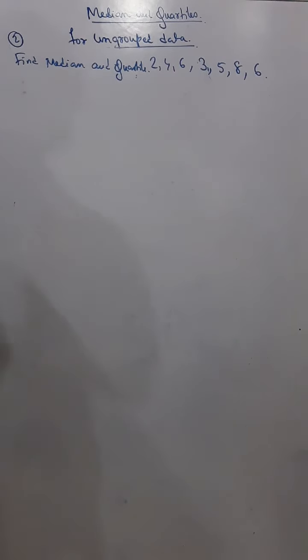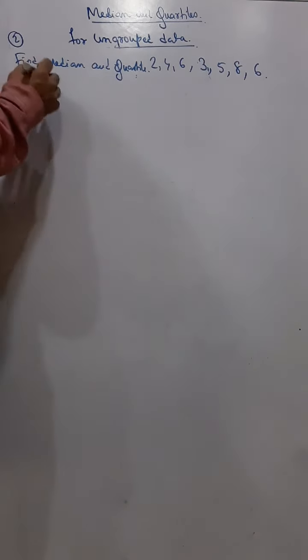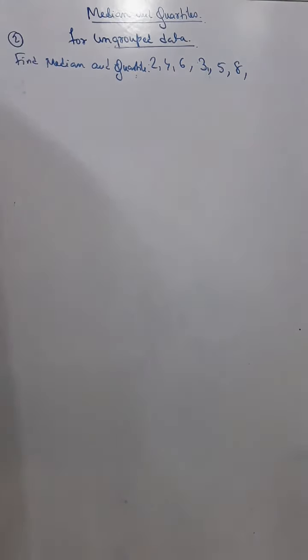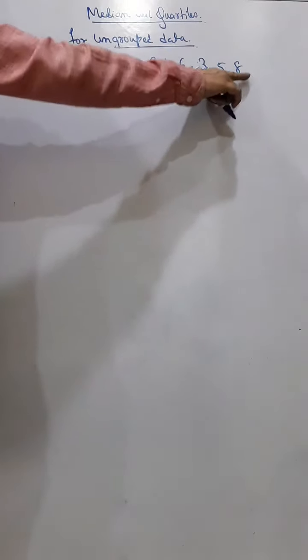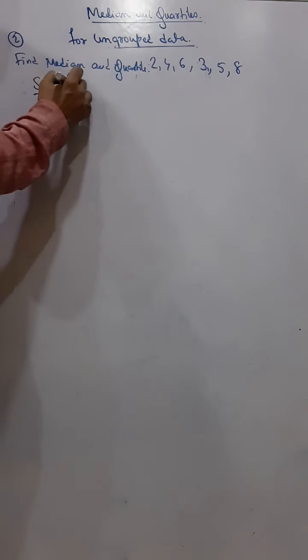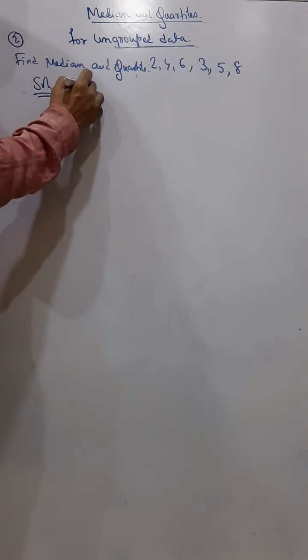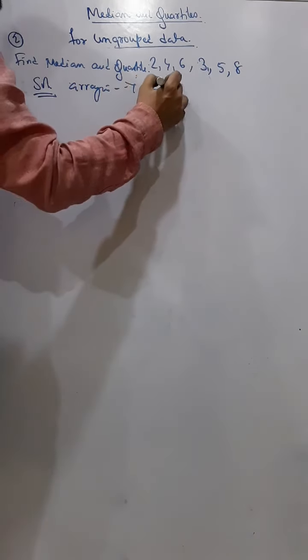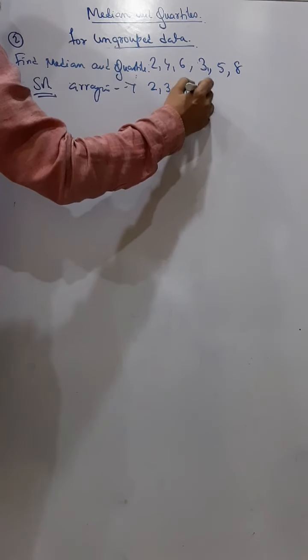Okay, now another sum, find median and quartiles. Now in this, 1, 2, 3, 4, 5, 6, in fact here you have even terms now. So again here also first arranging in ascending order. So we get 2, 3, 4, 5, 6 and 8.